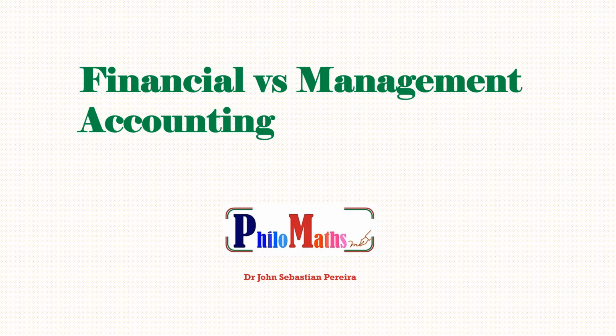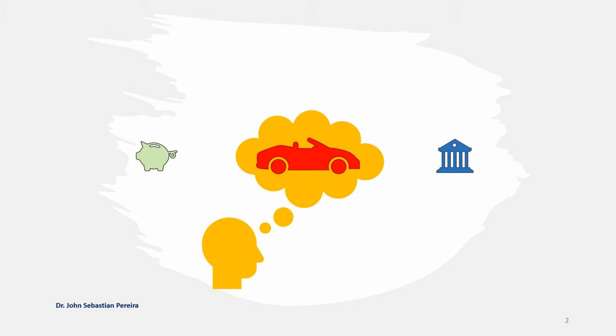In this video, I'm going to talk about the differences between the two main types of accounting, financial accounting and management accounting. To understand the difference between financial accounting and management accounting, let's take an example. Suppose you are making a decision of whether to buy a car or not.